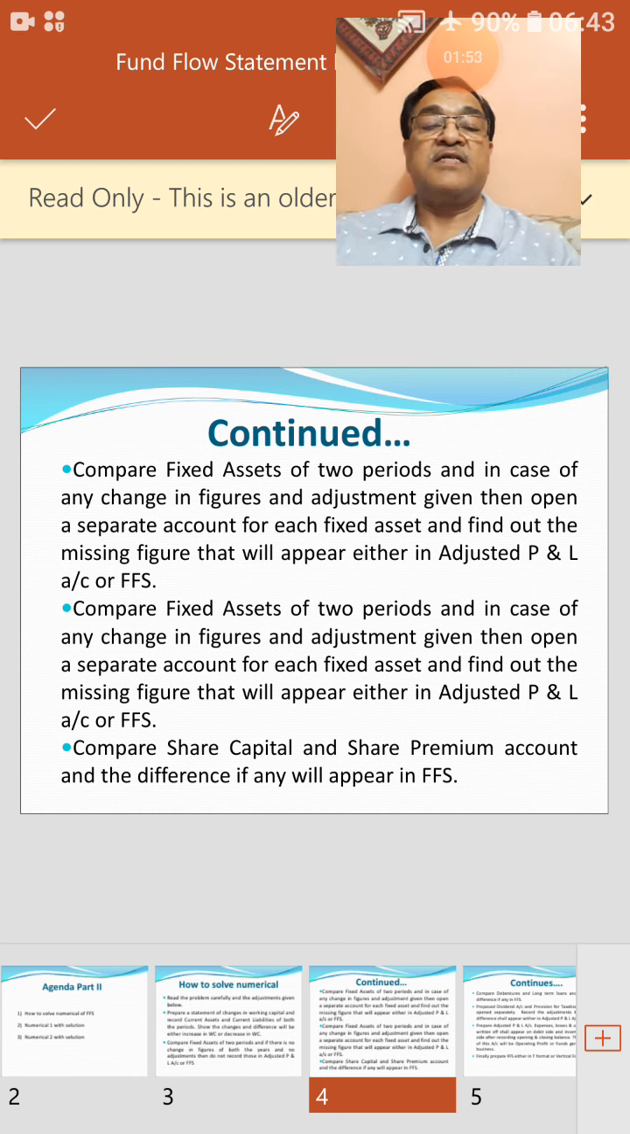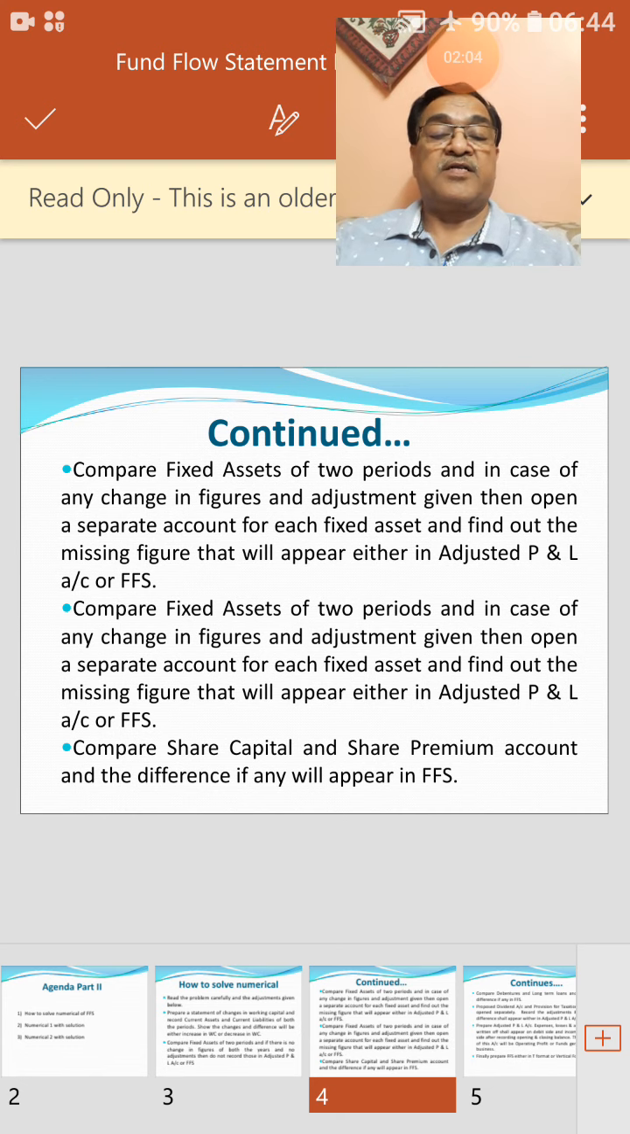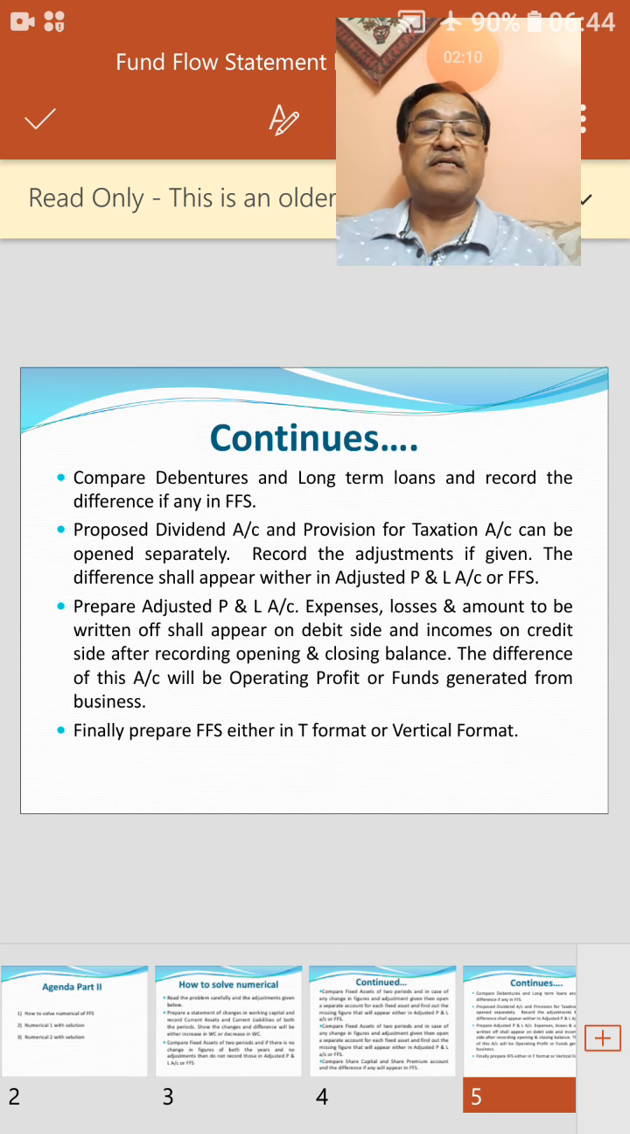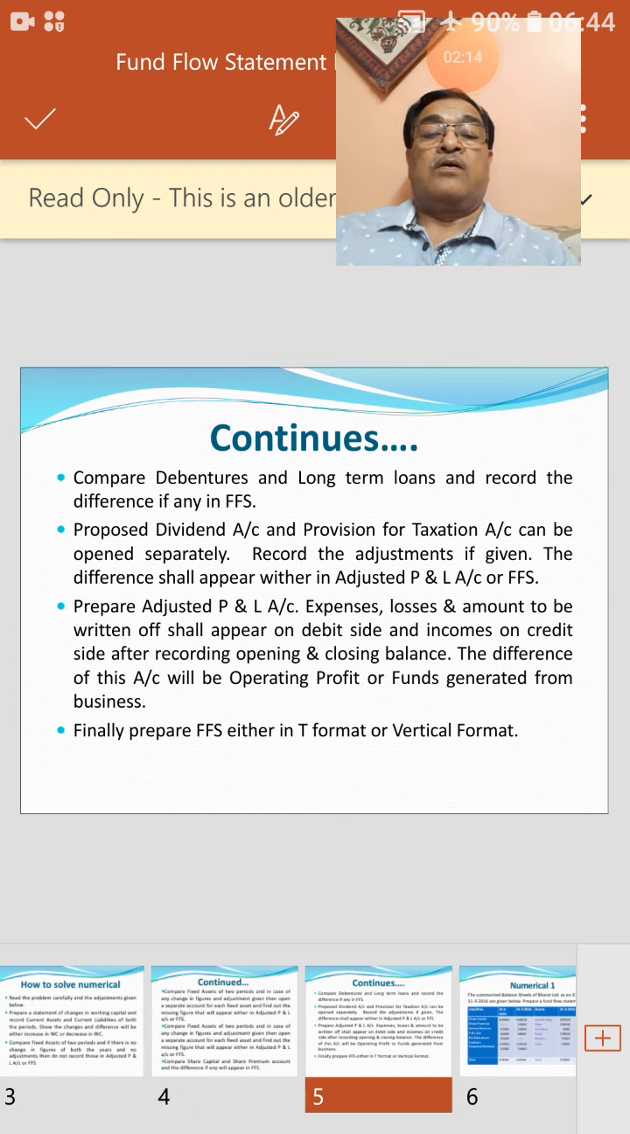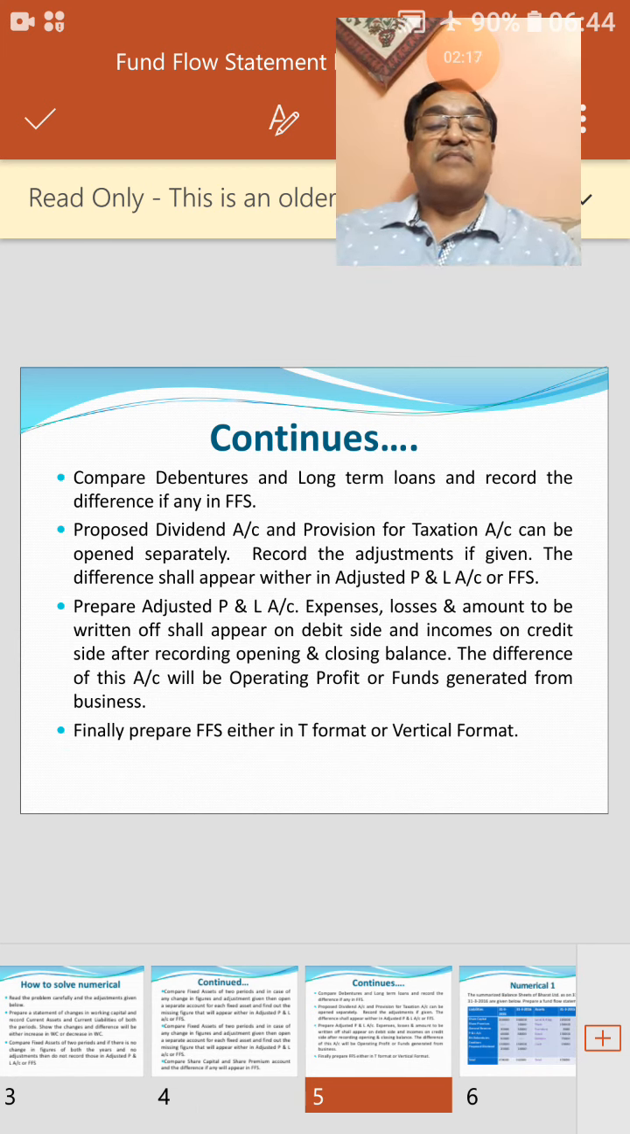Goodwill, if it is given in the balance sheet, compare the figures of goodwill, and the balancing figure will be recorded in adjusted P&L account. Compare share capital and share premium account, and the difference, if any, will appear in fund flow statement. On the same lines, compare debentures and long-term loans and record the difference, if any, in fund flow statement.